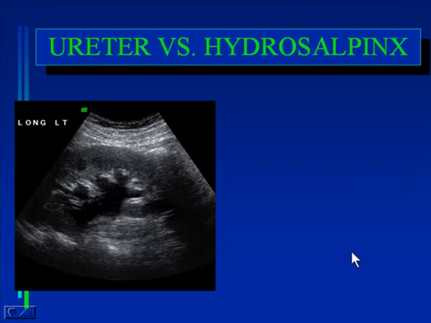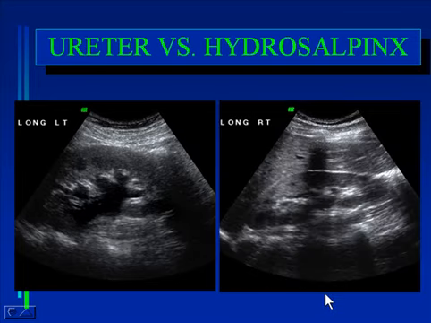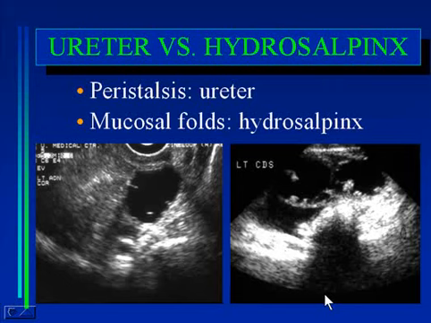The patient has both a dilated upper collecting system as well as a dilated distal ureter, but the right kidney has no pelvic cholecystis. So clues to ureter versus hydrosalpinx include peristalsis of the ureter, and a hydrosalpinx often has partial septations due to mucosal folds. Here is an example of the partial septations in one patient, and these can be all the way around the periphery of a hydrosalpinx, giving you a so-called cogwheel appearance as we see here.